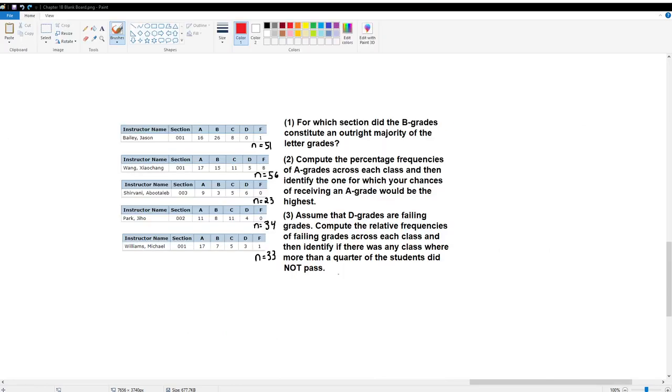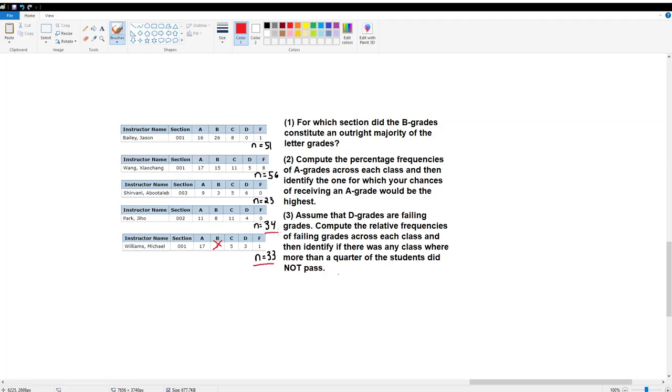So for our first one, for which section did the B grades constitute an outright majority of the letter grades, what we're going to do is look for half plus 1 for each section. So for example, for our final section, we have a total of 33 students. So half plus 1 is going to be 17. So are there at least 17 Bs? The answer is no. So it's not going to be the final section.